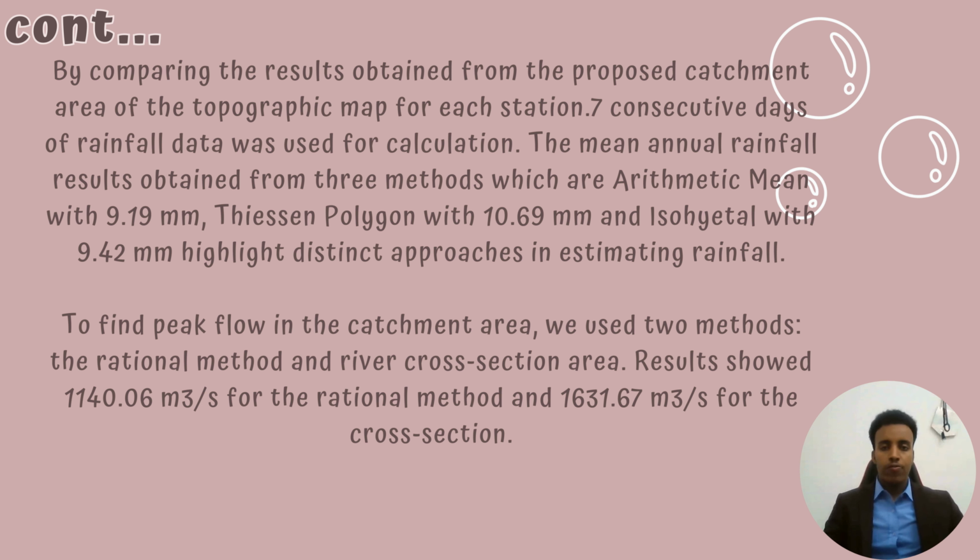To find the peak flow in the catchment area, we use two methods: the rational method and the river cross-section area method. The result is 1140.06 meters cubed per second for the rational method and 1631.67 meters cubed per second for the cross section. That also shows us a little bit of difference.